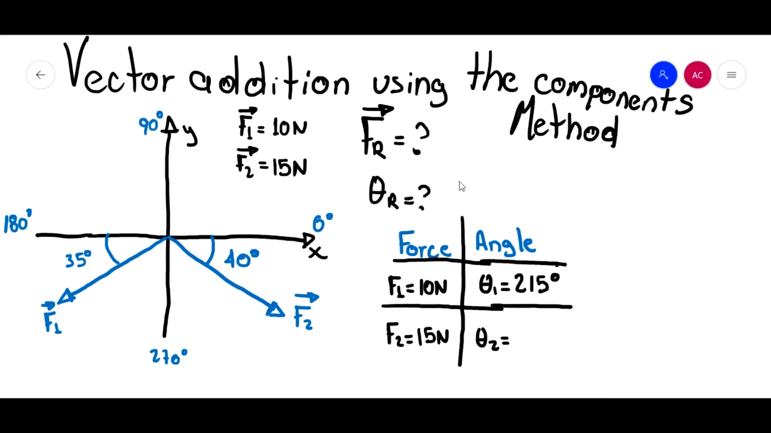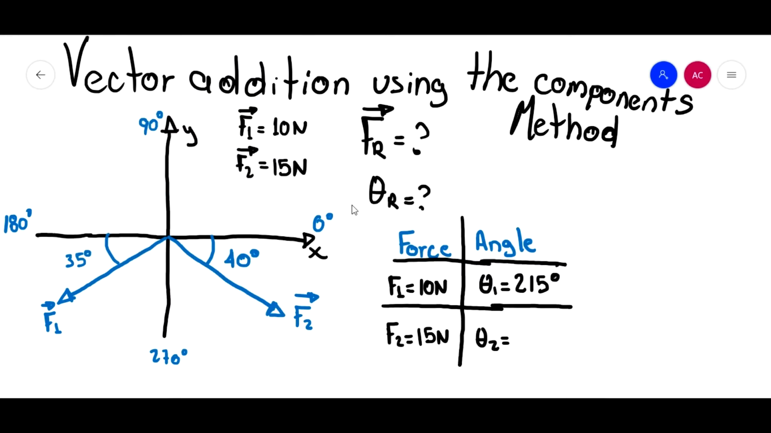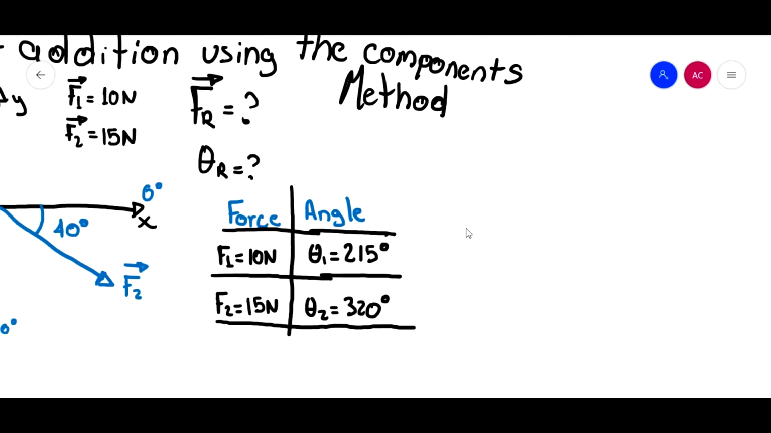And the total angle of force number 2, if you see, the whole circle is 360 degrees, but this one is less than 40. So that will be 360 minus 40, and I will have the total angle, that will be 320 degrees. So now we can perform all the operations as in the previous video. Exactly the same, guys, exactly the same.